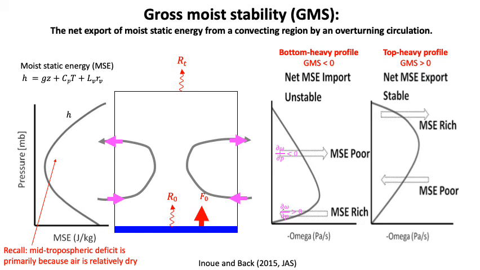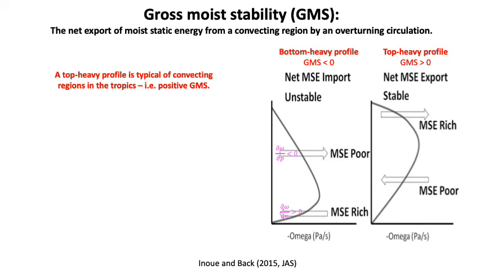Meanwhile, on the right is what we call a top-heavy profile, where vertical velocity peaks higher up in the troposphere. The reverse is true now. We have inflow over a broader layer that includes lower moist static energy air above the boundary layer, in the lower free troposphere. The outflow is confined to the top of the troposphere, where the moist static energy is higher. The net result is a net moist static energy export, which is a positive gross moist stability, which is just to say it's stable. So the overturning circulation is being stabilized by this effect, because the moist static energy difference is being reduced. So these are two nice cases.